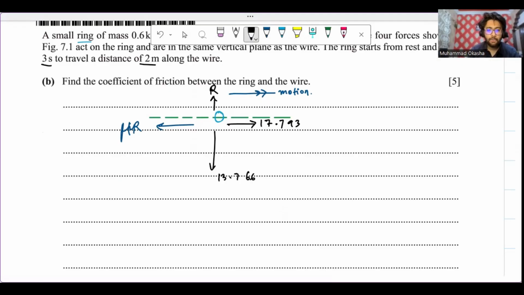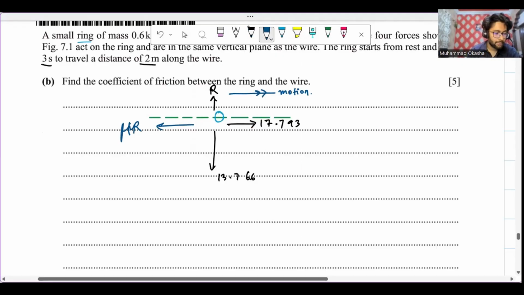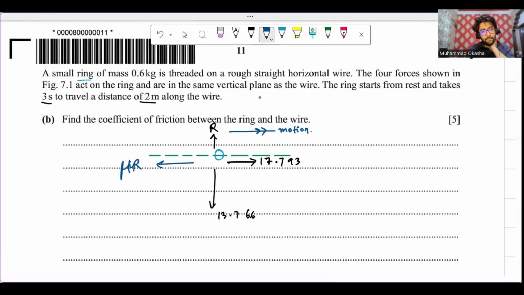Vertically the body is balanced, which means up is equal to down. The ring also has a mass, so it's going to have a weight of 6 Newton downwards, because mg would be 0.6 times 10, which is 6 Newton vertically downwards, right? Let's work out the acceleration first.